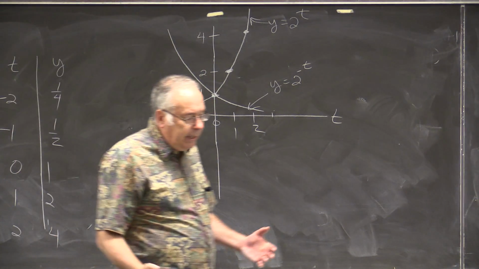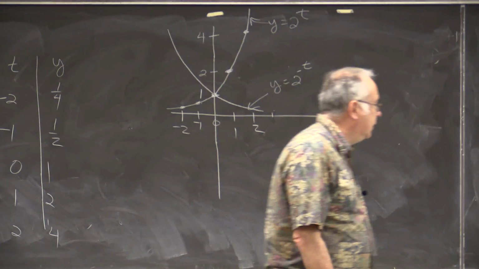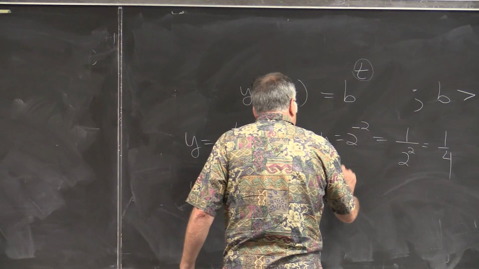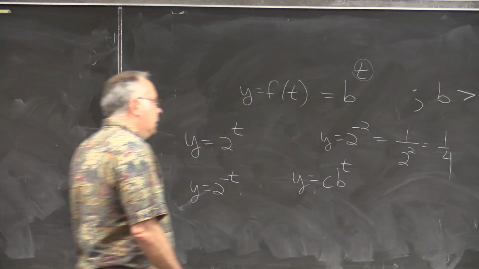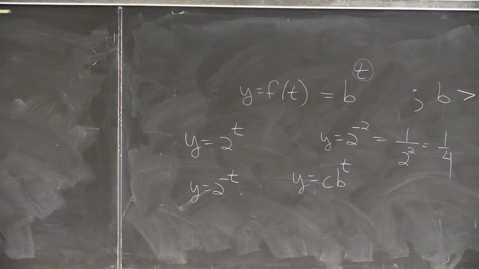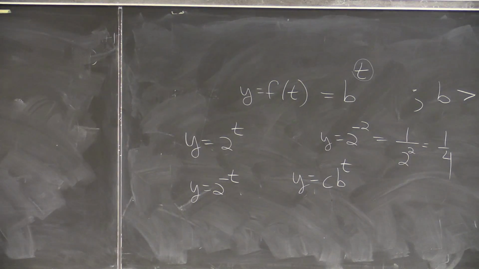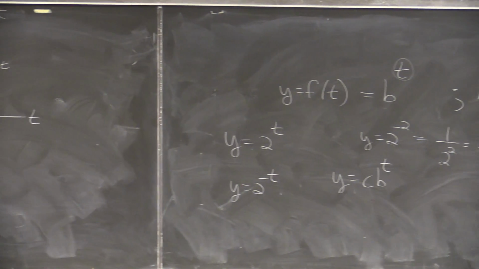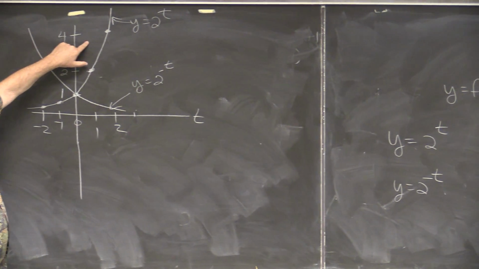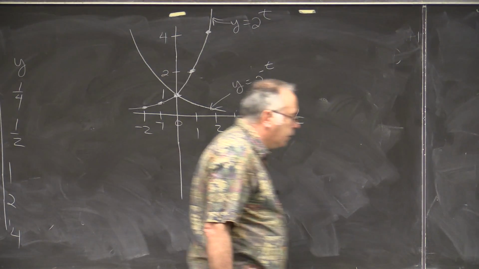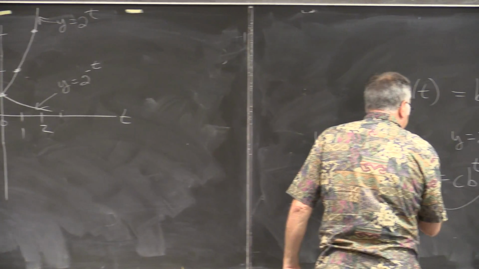Another modification we could make would be to consider a function like this. y equals c times b to the t, where c is some non-zero constant. If c were positive, then all this would do is move up this curve by whatever the factor c is. For example, if c were 2, the height of this would just be double for any value of t. So this would also be an exponential function.